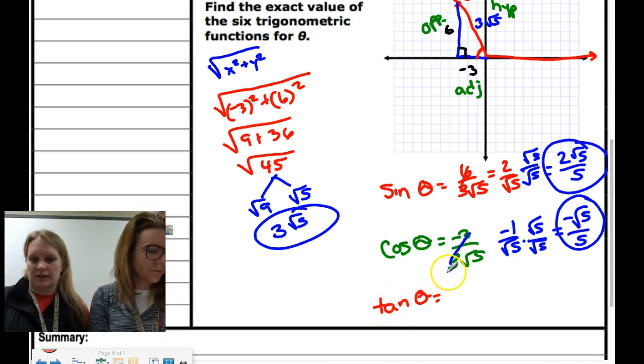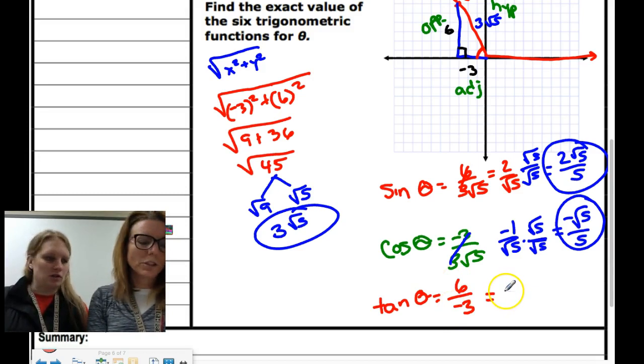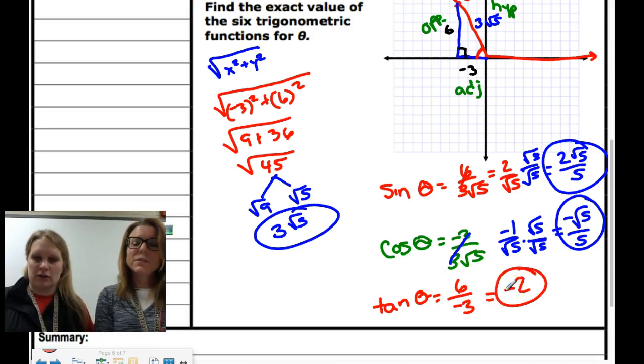Now tangent. Tangent is opposite over adjacent. So 6 over negative 3. Oh, this is way easier. Which just makes it negative 2. No fraction.